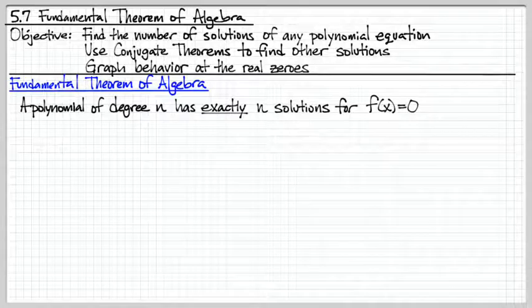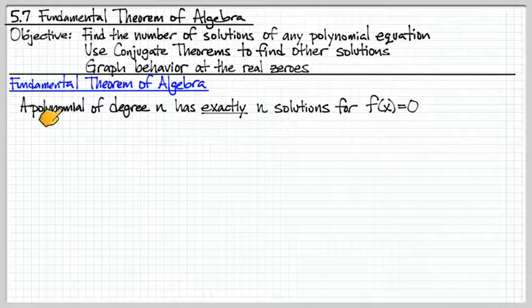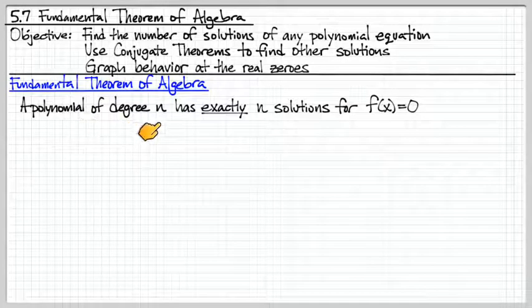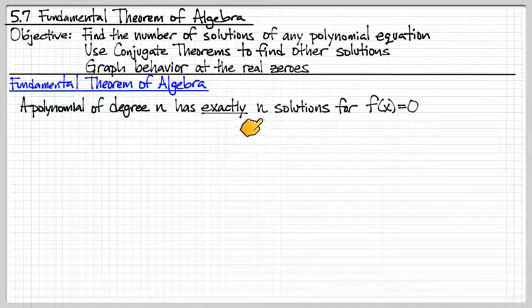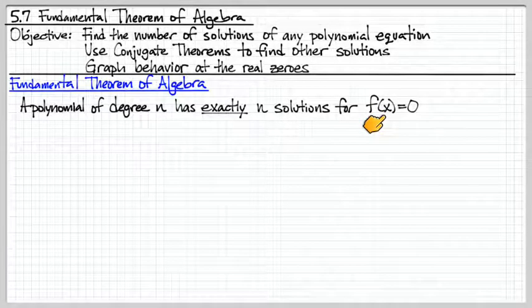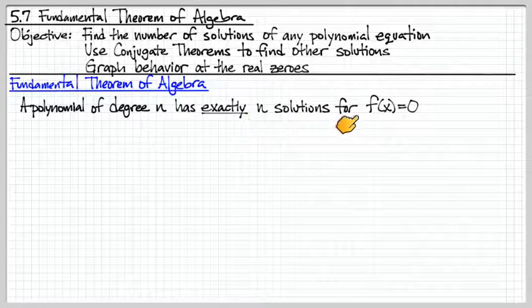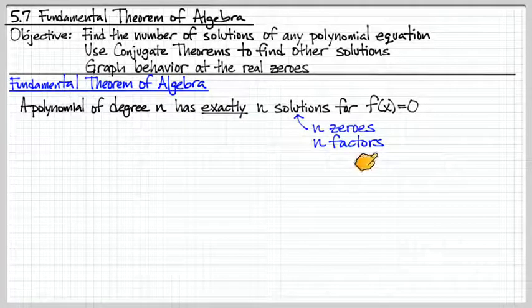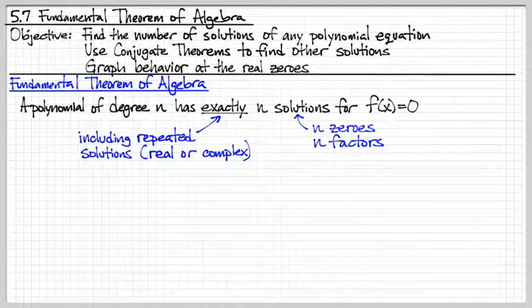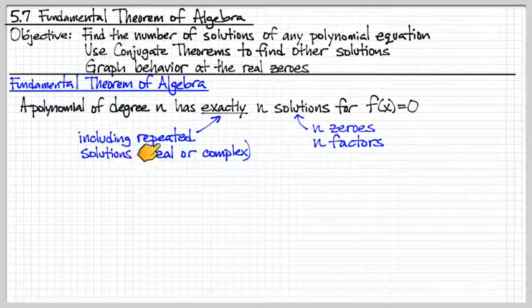So let's start off with the fundamental theorem of algebra. The concept is super easy. A polynomial of degree n has exactly n solutions for the equation when we set f of x, our polynomial, equal to 0. There are n different values of x which make this true, and this is when we count repeated solutions.